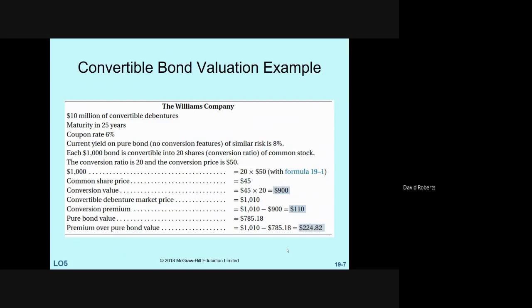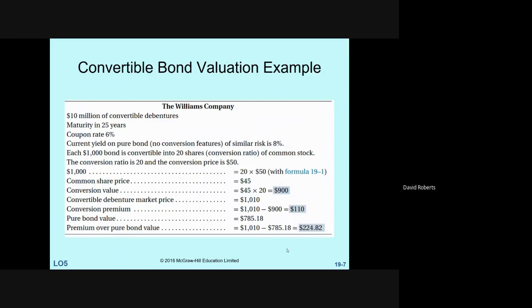In this case, the conversion ratio is 20 and the conversion price is $50. So you take the 20, multiply it by the 50, and of course you've got your $1,000. The common share price is currently $45. So if you were to convert your bond to shares, your shares would be worth $45 and you get 20 of them. So you have a value of $900, simply the 45 times the 20.